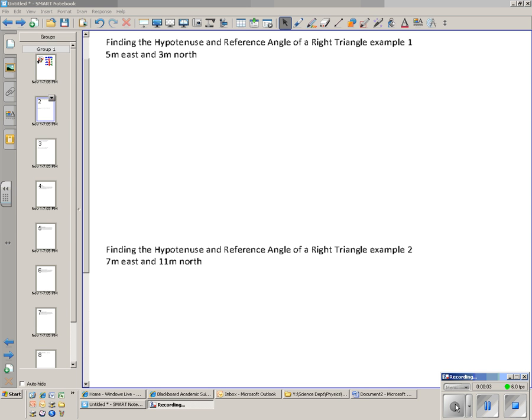Finding the hypotenuse and reference angle of a right triangle. Example 1. We're starting off with 5 meters east and then 3 meters north. So we draw it out. Ideally it's something to scale, but it doesn't have to be perfect.